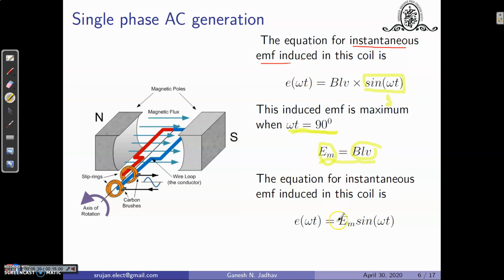Hence, the induced EMF equation, replacing this BLV by EM. The instantaneous EMF induced in this coil is given by EM sine omega t. So this is the equation which we are going to observe in the next slides. This is the electrical equation which gives the generation inside a coil. So let us go to the next slide and observe what will happen.